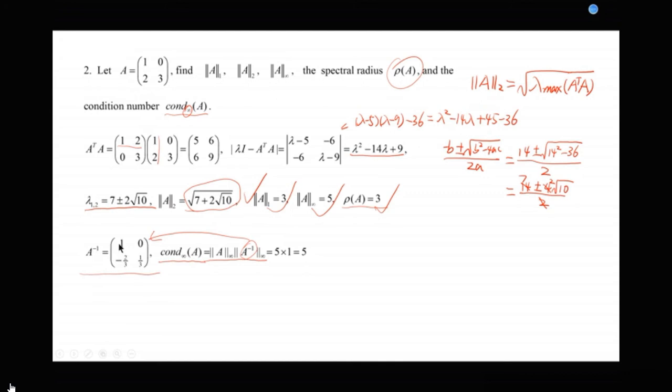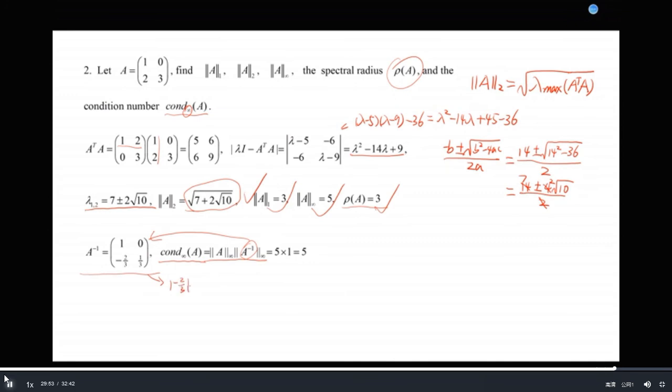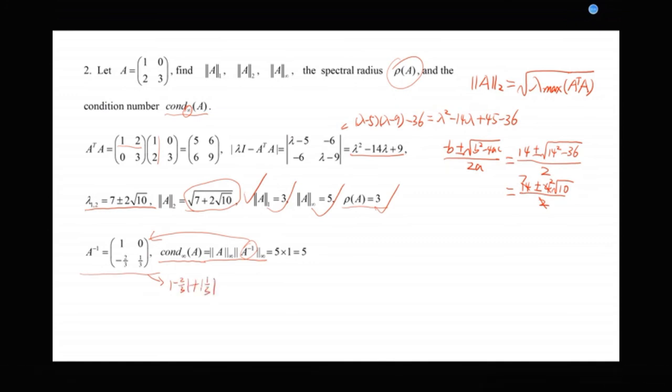Now we can compute its infinity norm. The first row is 1, right? And for the second row you should use the absolute value of 2 over 3 plus the absolute value of 1 over 3. So it is 1. Okay, so 1 and 1, the maximum number is also 1, so we know the infinity norm of A inverse is just 1. So 5 multiplied by 1 is 5. Then we obtain the condition number. Clear? So this is the second question.